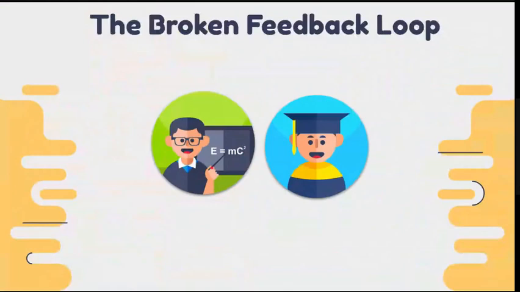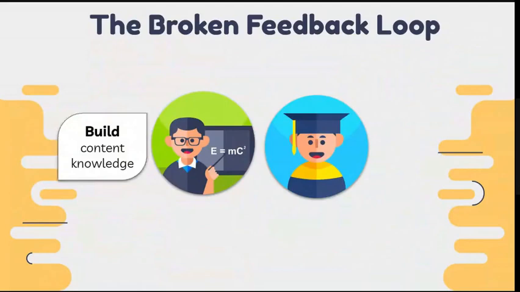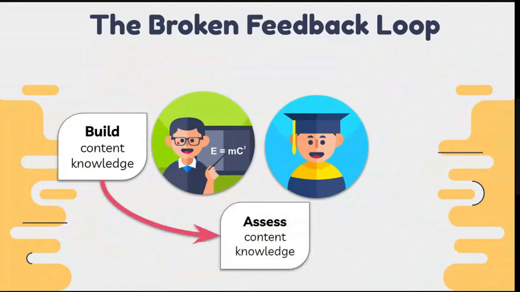When learning happens, we always start with a basic concept of content knowledge that needs to be built. So this is where the teacher plays a vital role. The teacher builds the content knowledge. Then the teacher must assess the content knowledge to determine whether or not the learner actually learned it. Now, this assessment can either be formative or summative. Ideally, we don't want the first level of assessment to be a summative assessment. And then what happens is feedback on assessed knowledge.